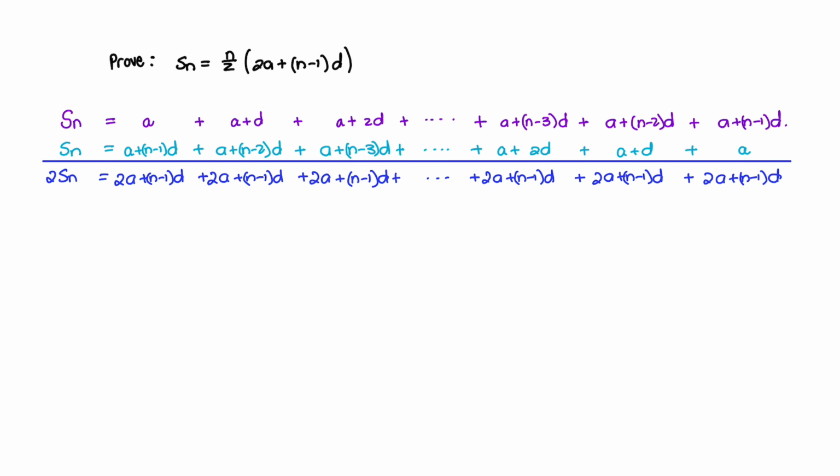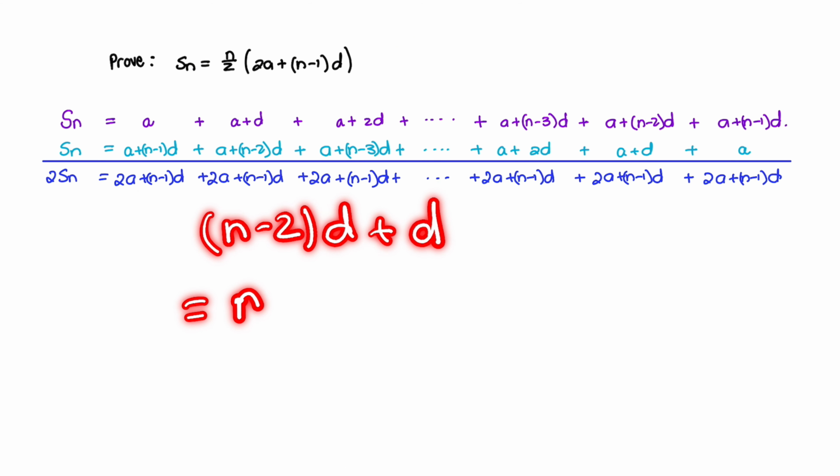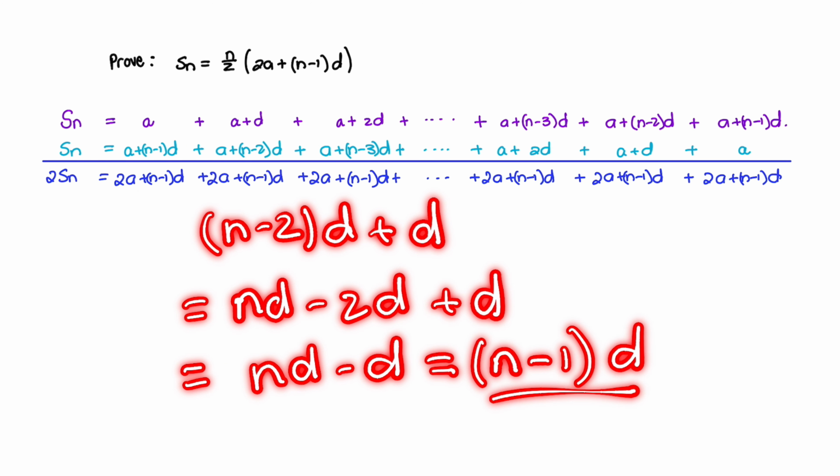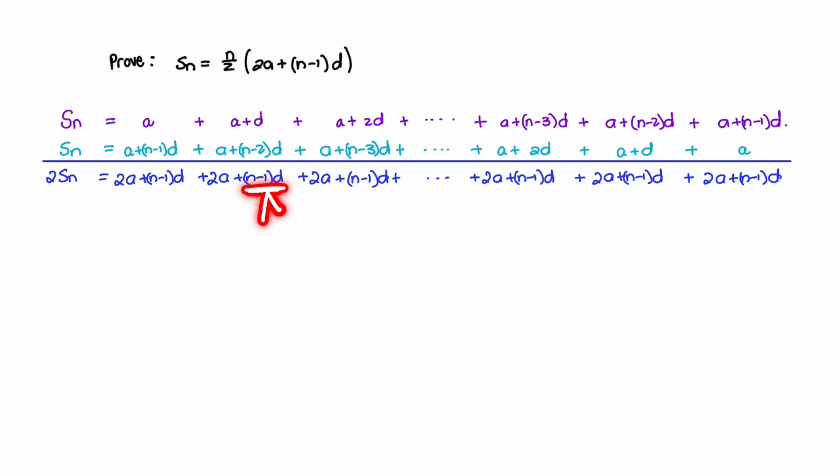Now notice what happens in the second term. We have a plus d, and we are adding a plus (n minus 1)d. So a plus a becomes 2a. And then in the second term, we are adding (n minus 2)d to d. So (n minus 2)d plus d simplifies to nd minus 2d plus d. And that becomes nd minus d. And can you see that d is the common factor? So therefore, if I take out d, I have (n minus 1)d. And that creates the (n minus 1)d that you see in our second term.